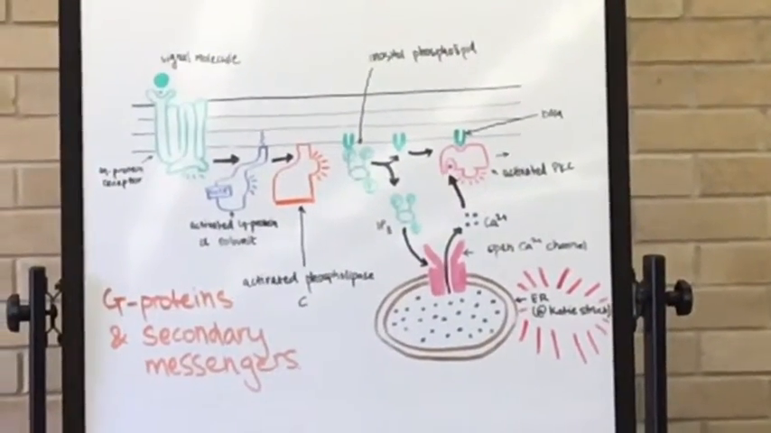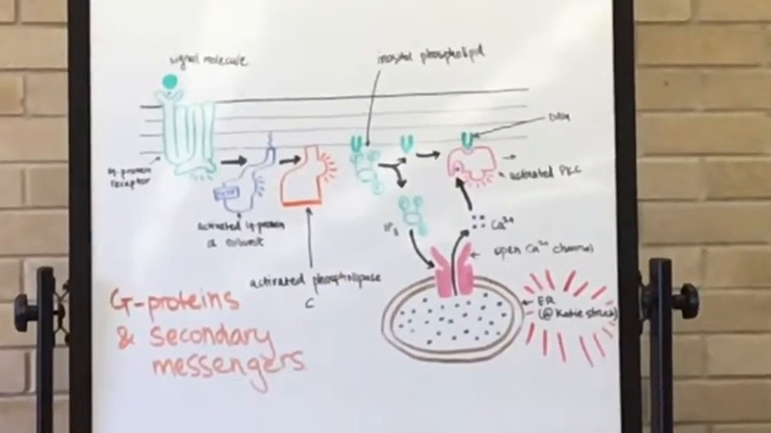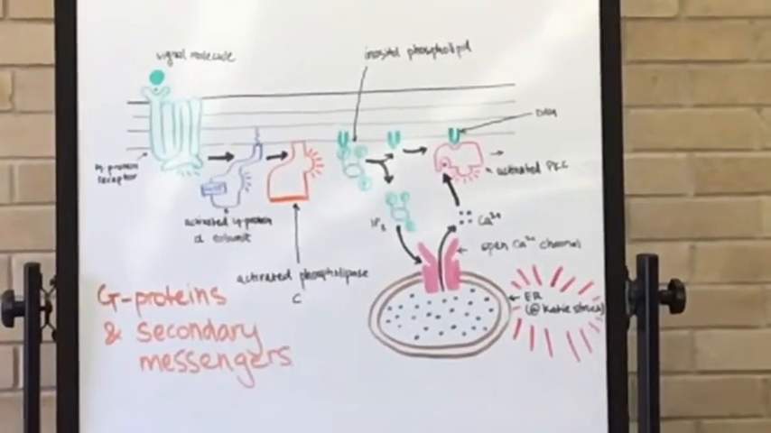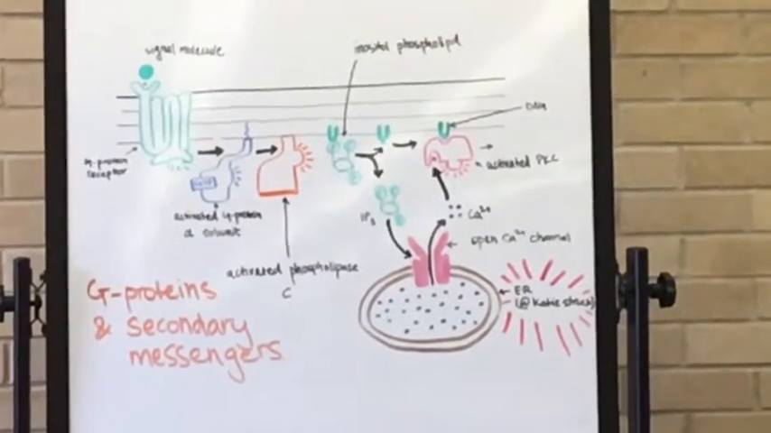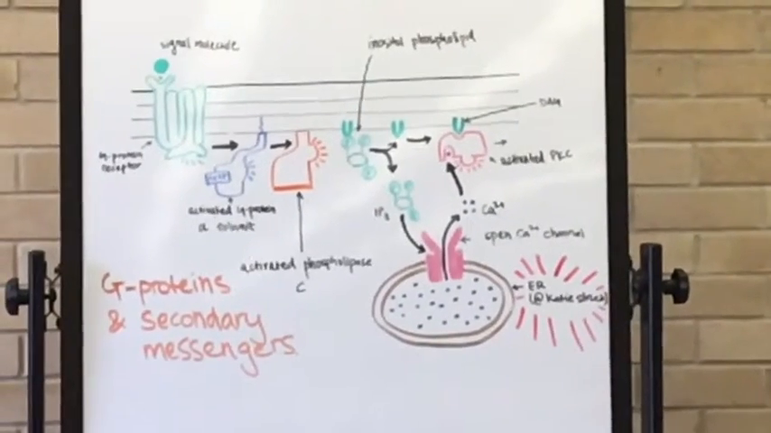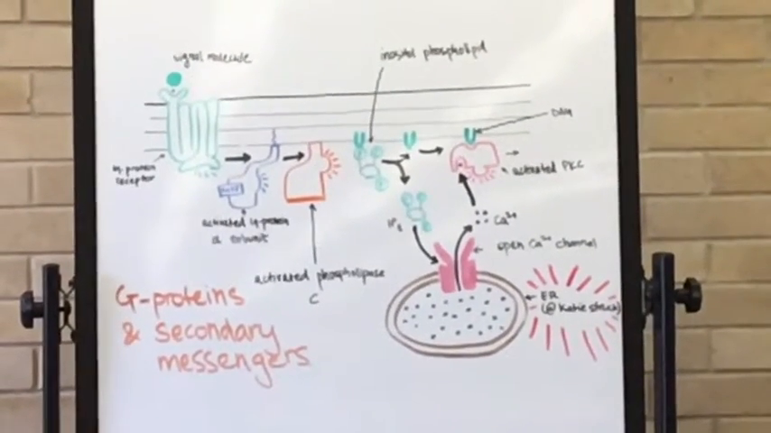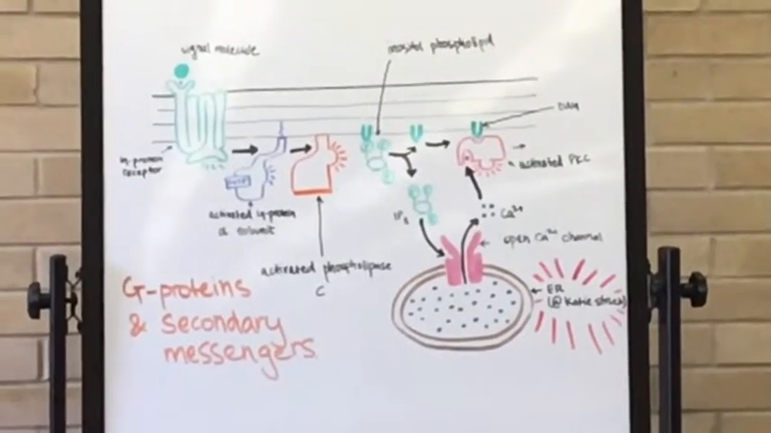G protein-coupled receptors can work with ion channels to pass on signals. In this example, the activation of a G protein-coupled receptor leads to the activation of phospholipase C through the alpha complex. Once phospholipase C is activated, it cleaves inositol phospholipids into inositol triphosphate and diacylglycerol.